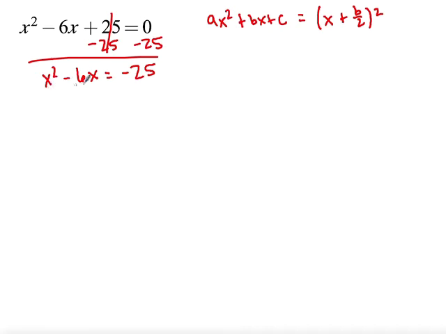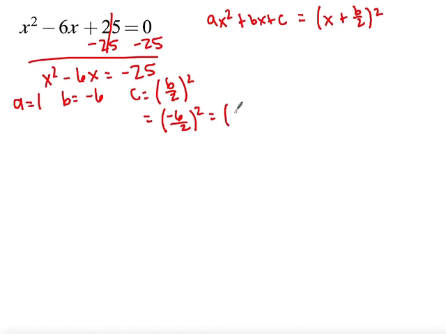So remember, I'm wanting it to look like ax squared plus bx plus c, so I've got to figure out what my c is. To do that, I'm going to say a is 1, b is negative 6, and my c is going to come from b over 2 squared. So my b is negative 6, so it's negative 6 over 2 squared. Negative 6 over 2 would be negative 3, and then I'm going to square it, and so my c is going to be equal to 9.